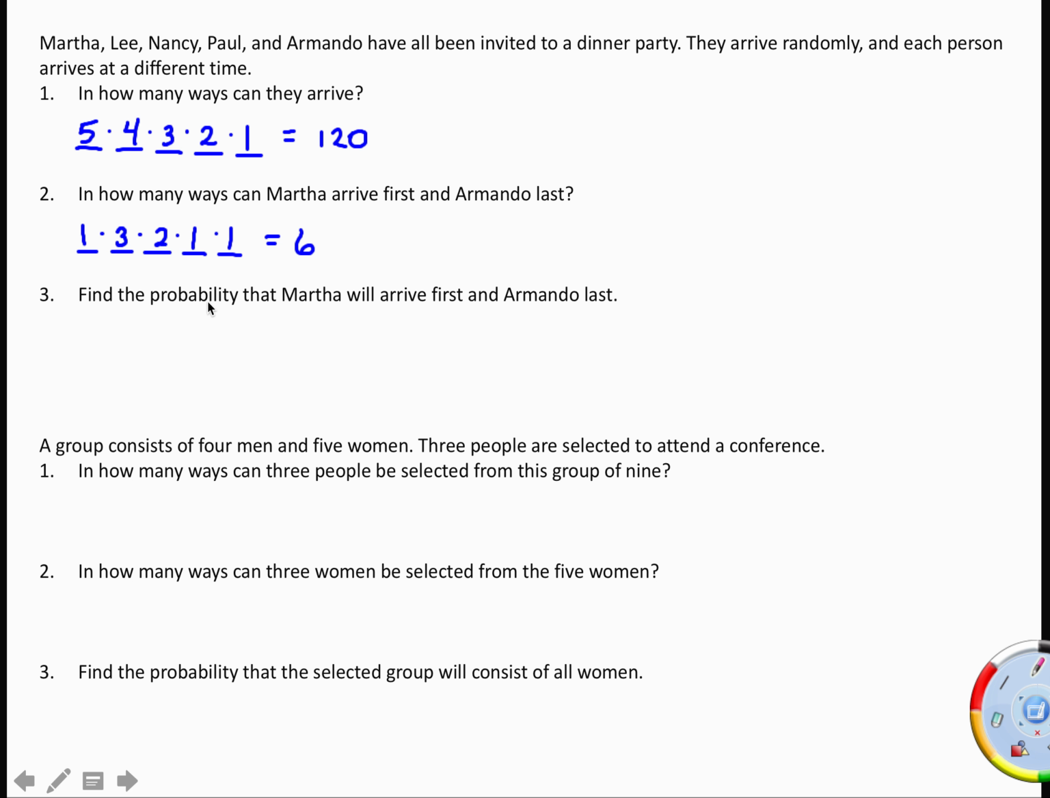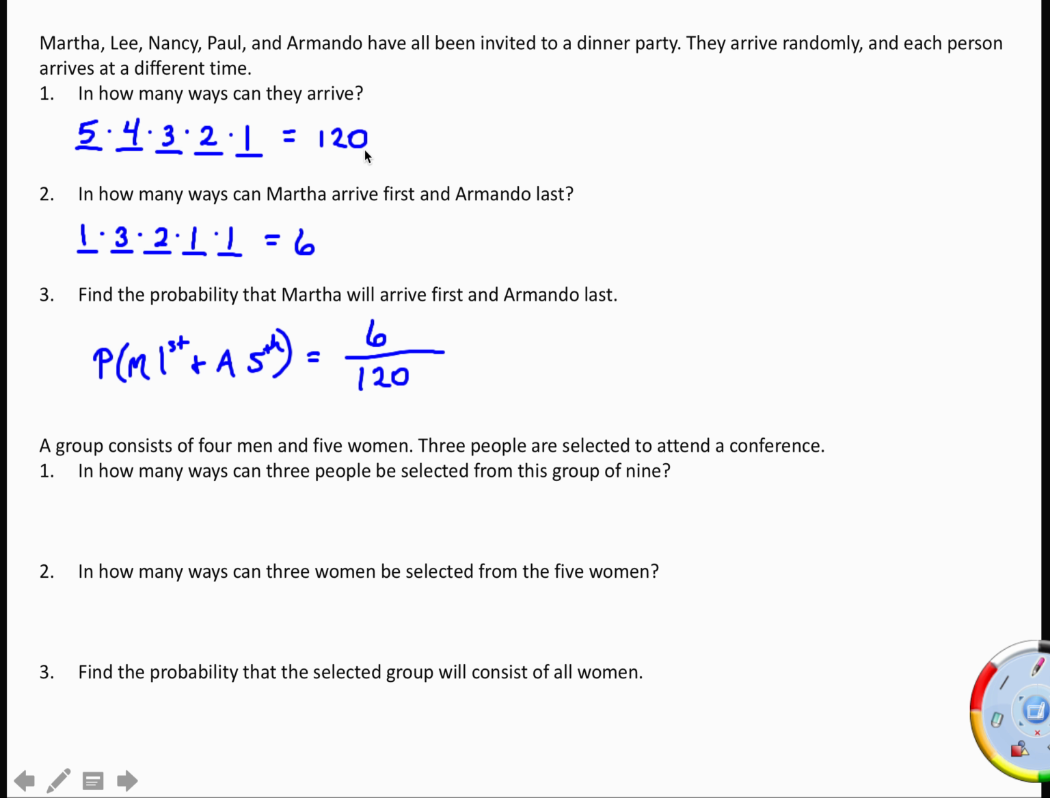Now it asks us to find the probability that Martha will arrive first and Armando will arrive last. So this is the probability that Martha is first and Armando is, we'll say 5th instead of last, a little bit easier to write. Okay, so probabilities, remember, the denominator is always the total number of ways that your problem, the information you're given, can happen. And the numerator is the total number of ways the particular event that you're talking about can happen.